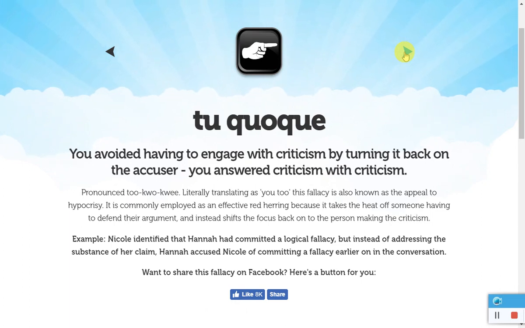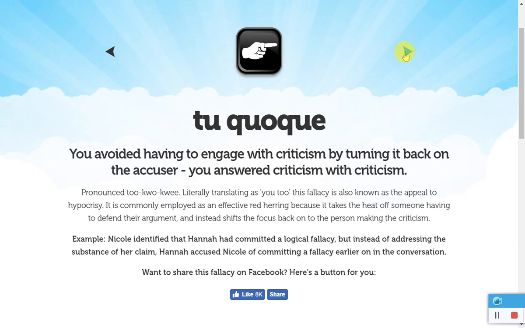You answered criticism with criticism. Pronounced tu quoque, literally translating as "you too", this fallacy is also known as the appeal to hypocrisy. It is commonly employed as an effective red herring because it takes the heat off someone having to defend their argument and instead shifts the focus back onto the person making the criticism.